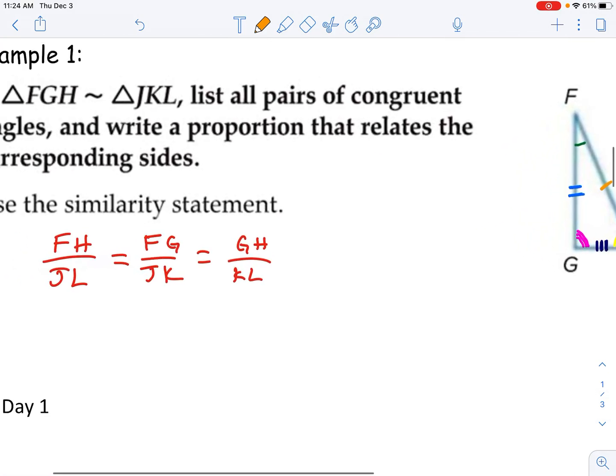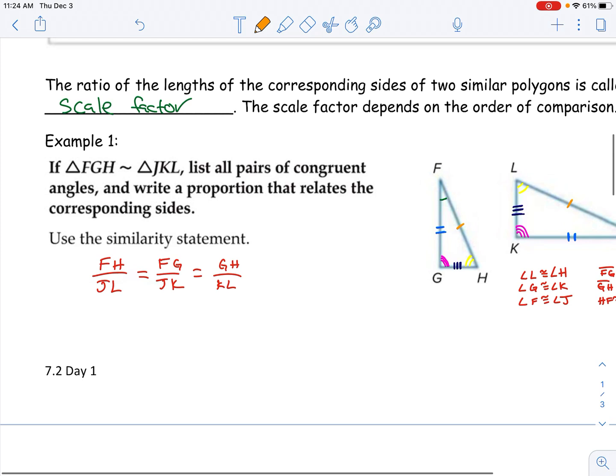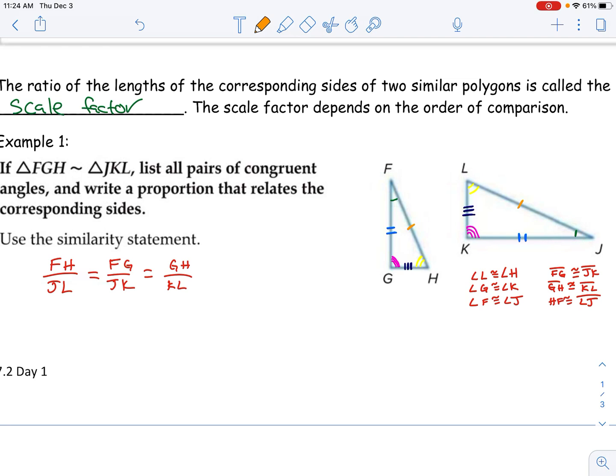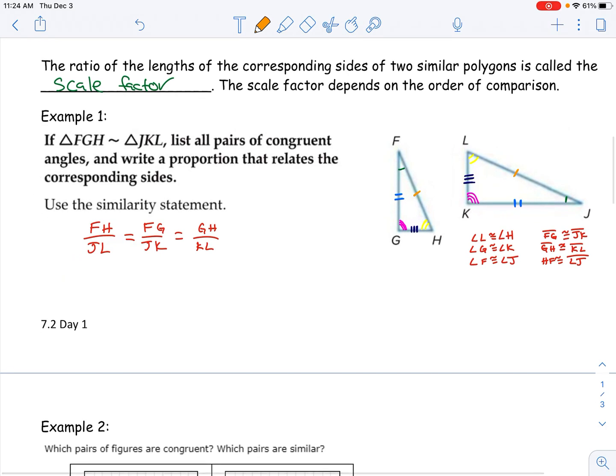Then it wanted me to write a similarity statement. Again, I took FH and put it on top because that was the first one on the left-hand side that I saw. I put that on top and I said, okay, so then as a ratio, that would be over JL, which is the same like side of the triangle in the other triangle. So all of those sides from this triangle, I put on top.